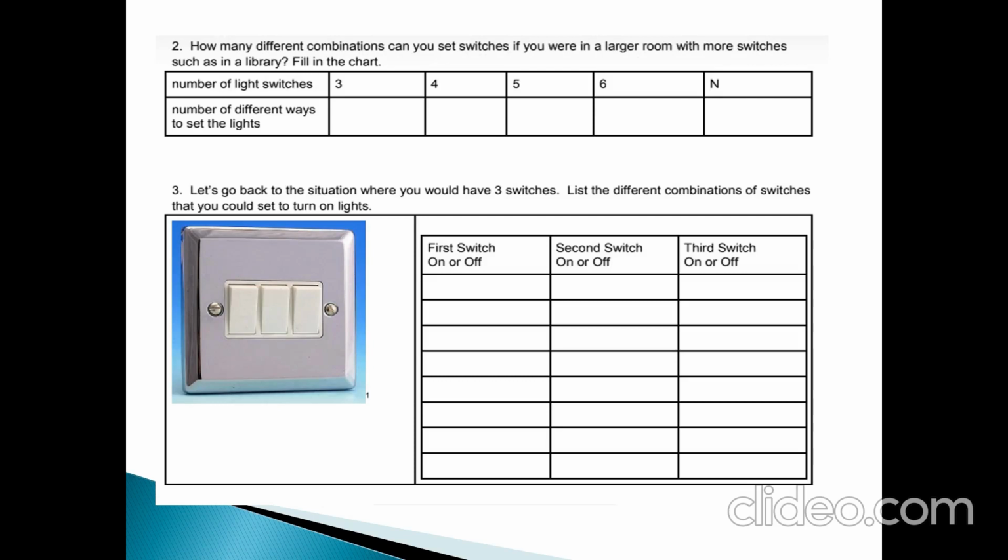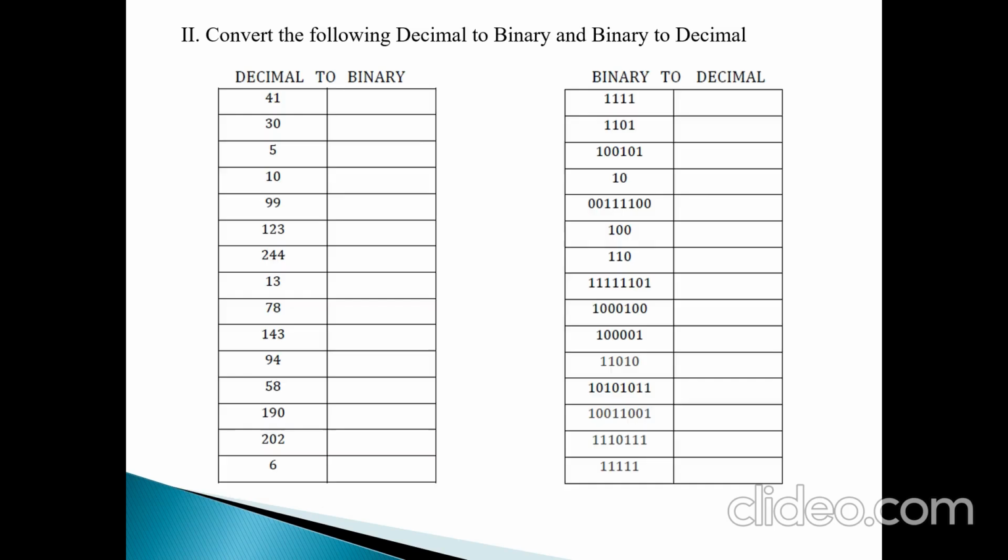So let's say for example this number 3, all you need to do is to put the value of 000. Let's say again this is 3 switches. All you need to do is to give the 8 possible combinations. Once it's turned on, it's 1. Once it's turned off, it's 0.